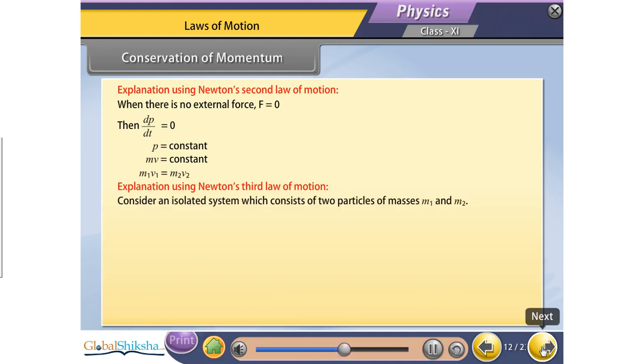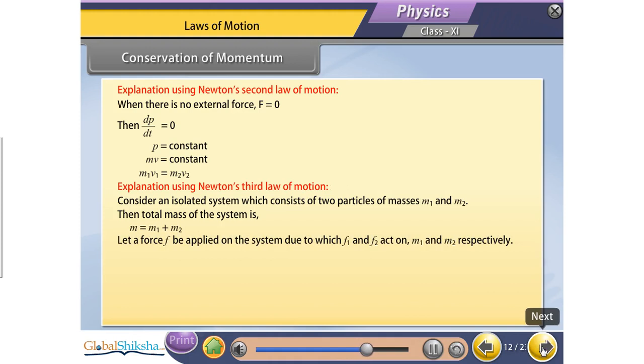Consider an isolated system which consists of two particles of masses m1 and m2. Then total mass of the system is m is equal to m1 plus m2. Let a force F be applied on the system due to which F1 and F2 act on m1 and m2 respectively. If there is no external force acting on the isolated system, then F is equal to 0. dP by dt is equal to 0. P is equal to constant. Hence, the law of conservation of linear momentum is proved.